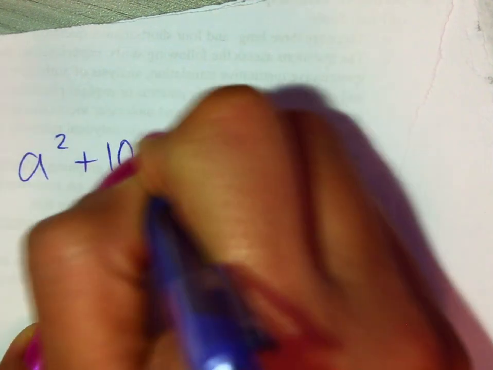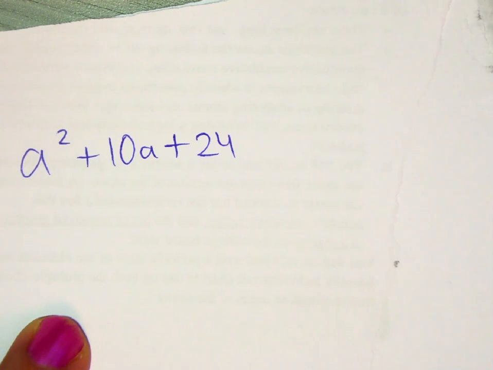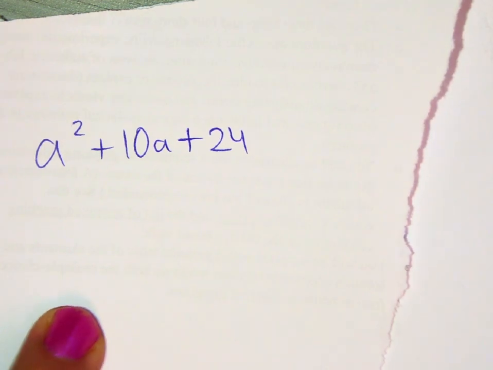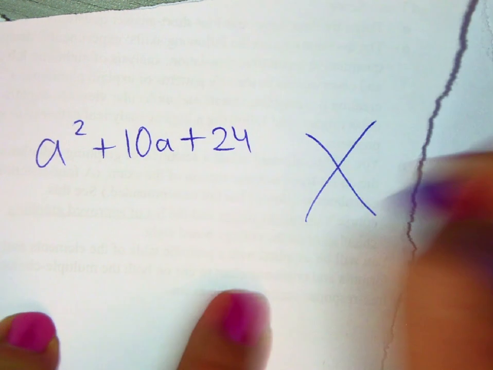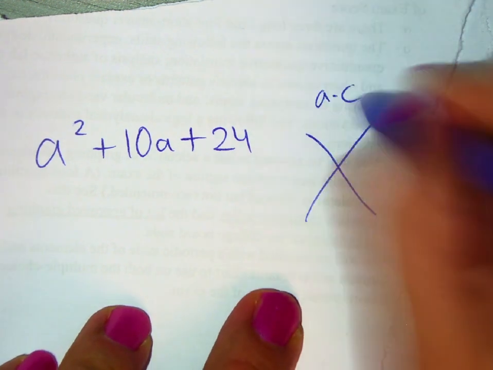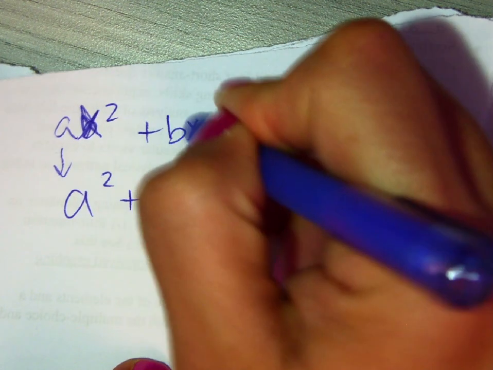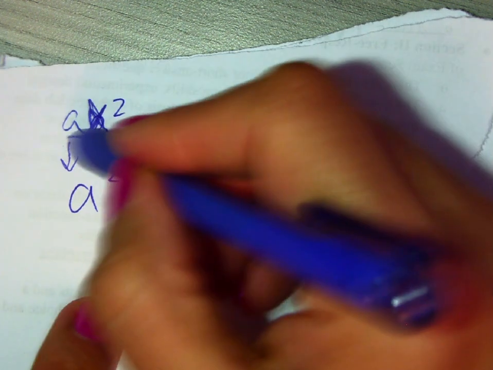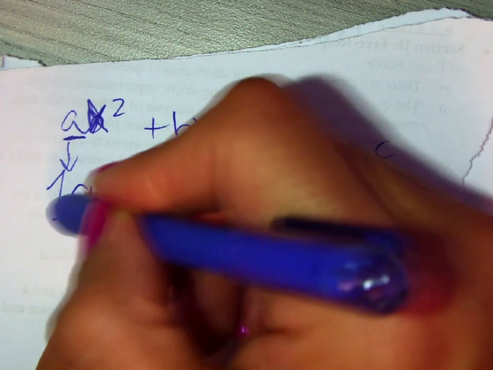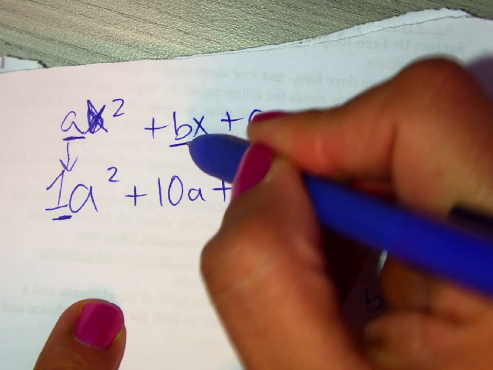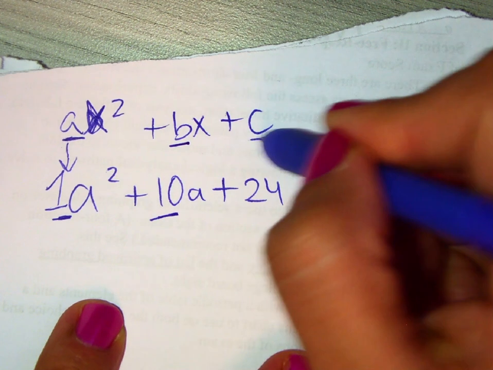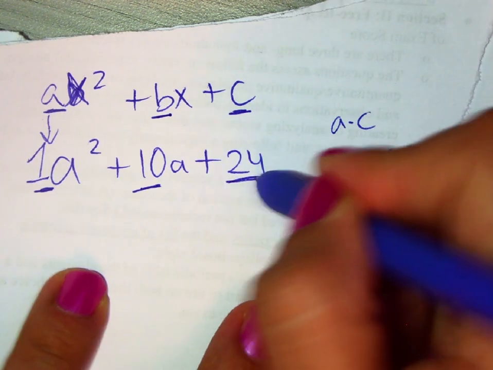Here's another one. A squared plus 10a plus 24. So on this one, again, if you use the strategy of the x, you're going to write at the top a times c and then the bottom b. Let me rewrite it: ax squared plus bx plus c. So a meaning the coefficient. What's the coefficient? The number 1. B meaning the coefficient. What's the coefficient? 10. C being the number that you have, so that's 24.